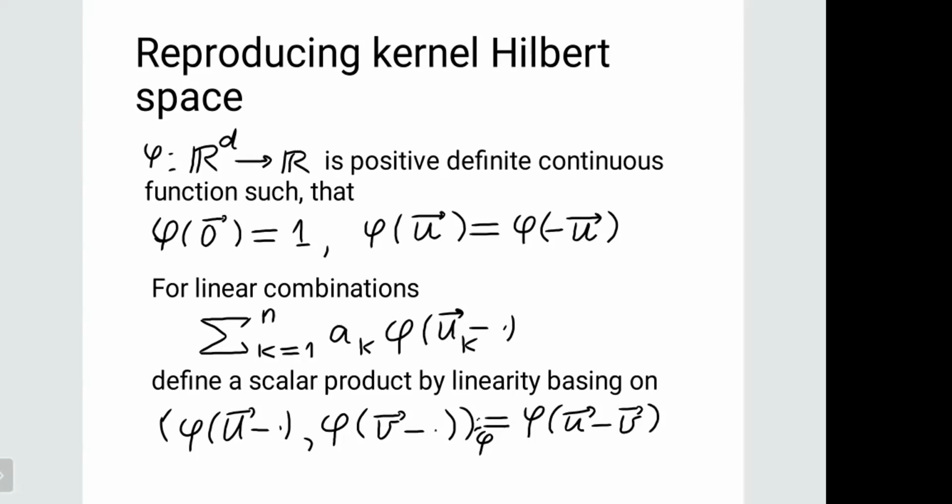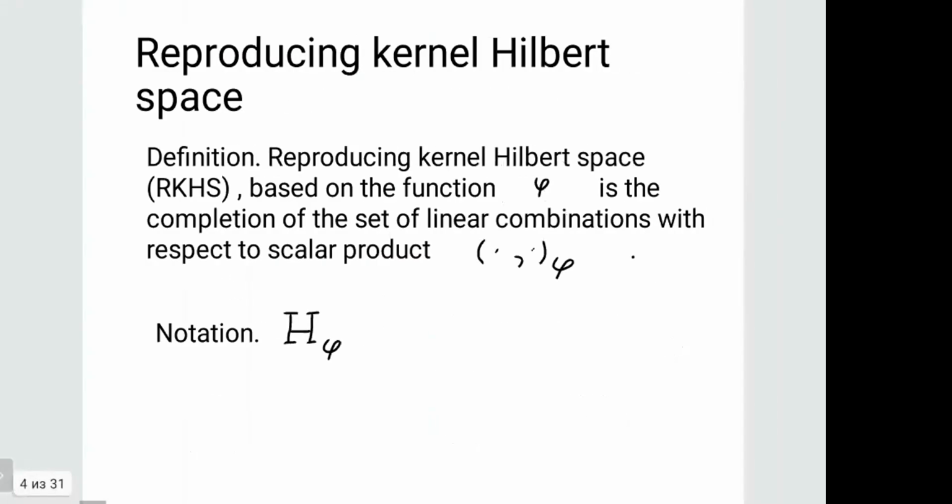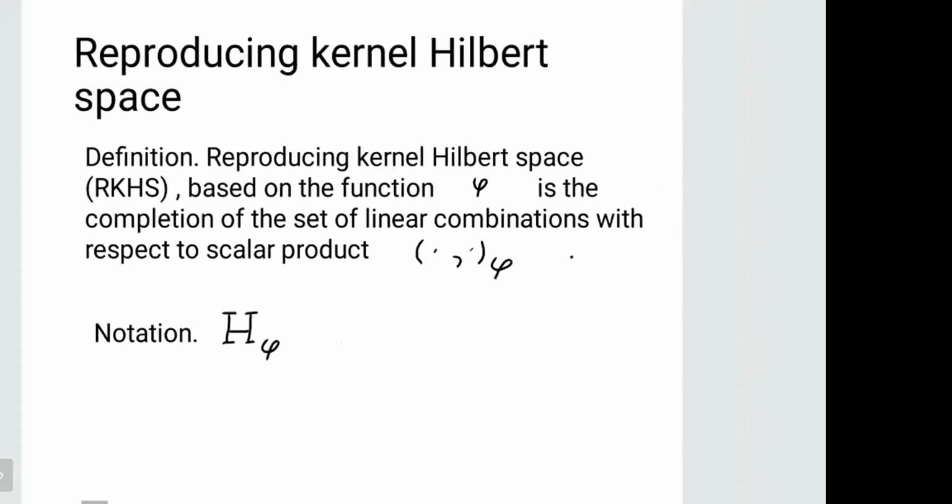And even more, since phi is strictly positive definite, this is a scalar product, and then we can define the reproducing kernel Hilbert space based on the function phi as a completion of the set of linear combinations with respect to this scalar product. And we will use the notation H_phi. Okay. By the way, it is good to note that for good functions phi, which rapidly decrease at infinity, this is not something abstract. This is a space which consists of functions.